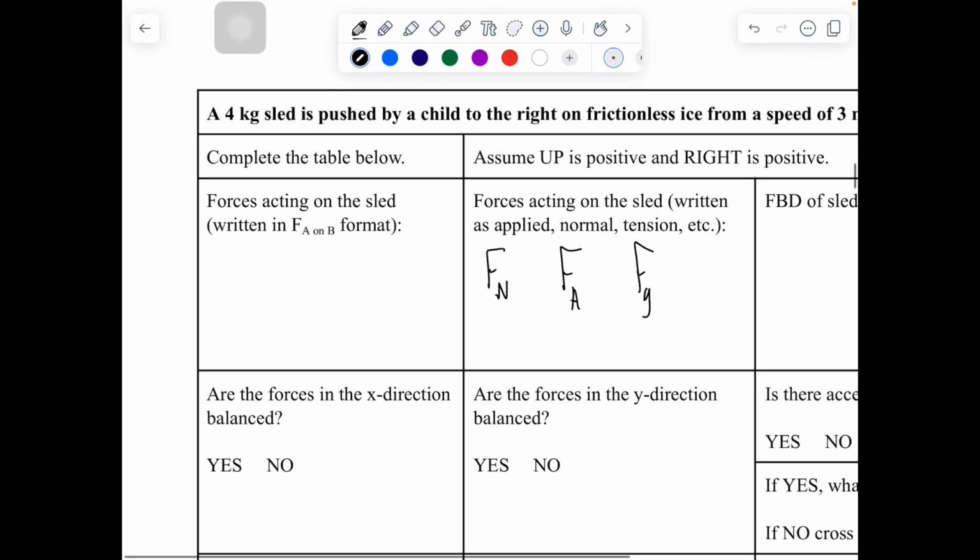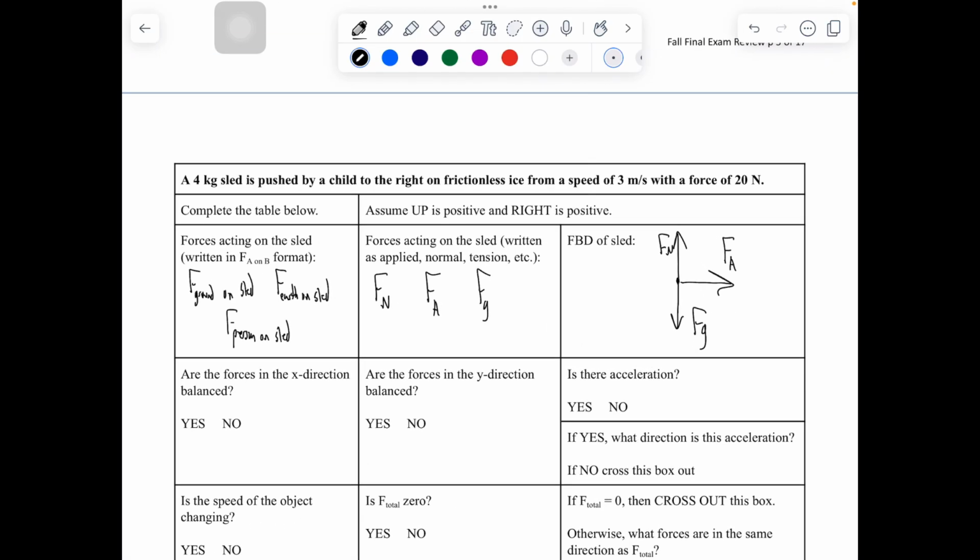Okay. There's the force of the ground on the sled. That, let's move this a bit. That is the normal force. There's the force of the Earth pulling on the sled. That's gravity. And there's the force of the person pushing the sled. That's our applied force.